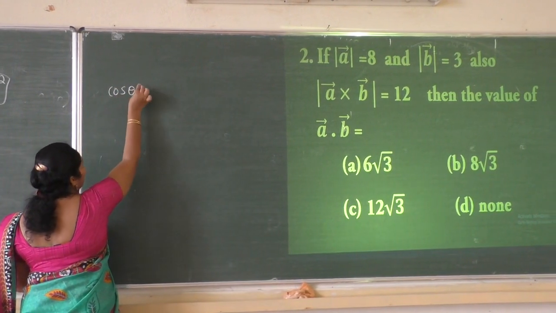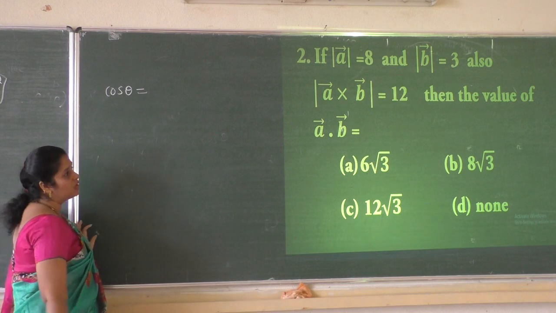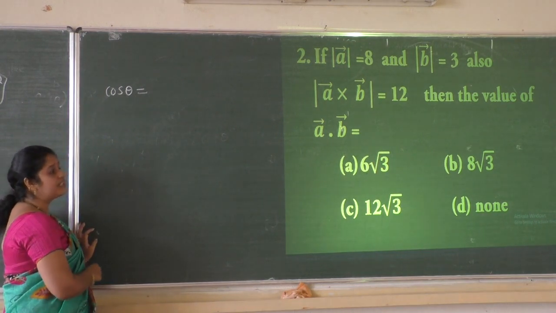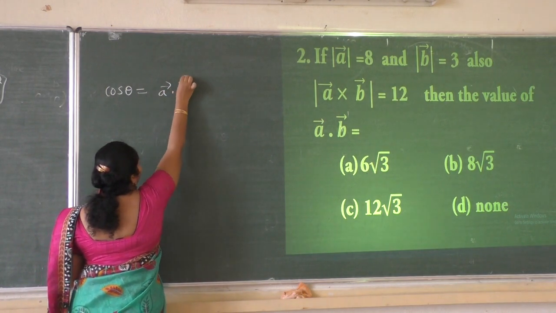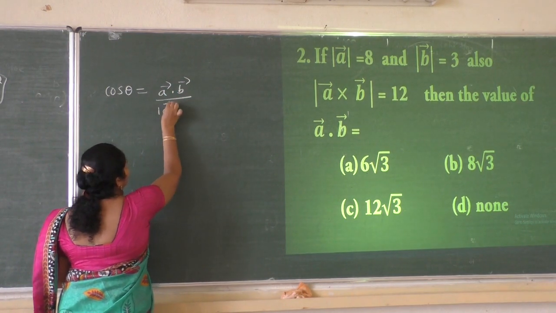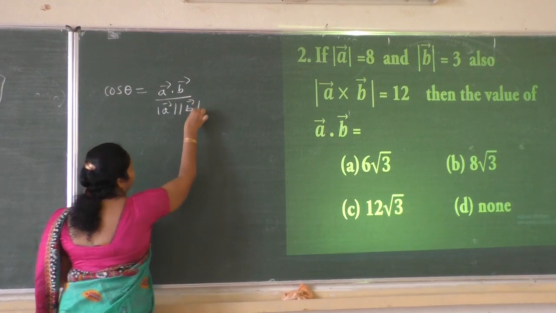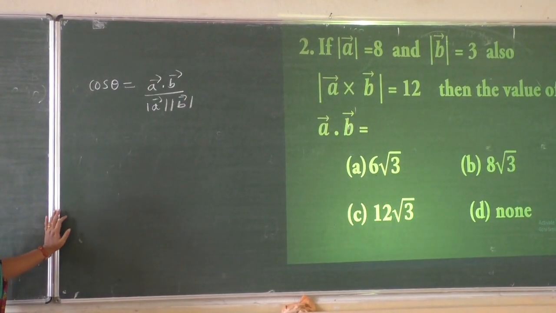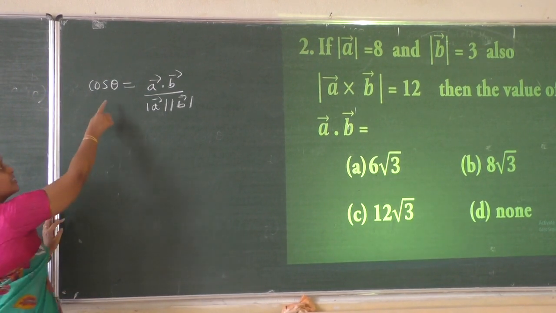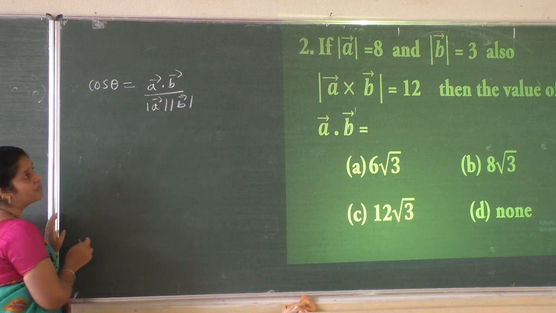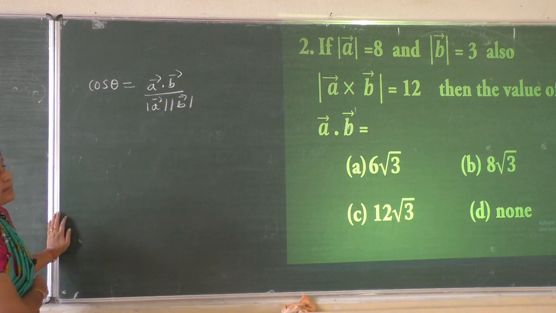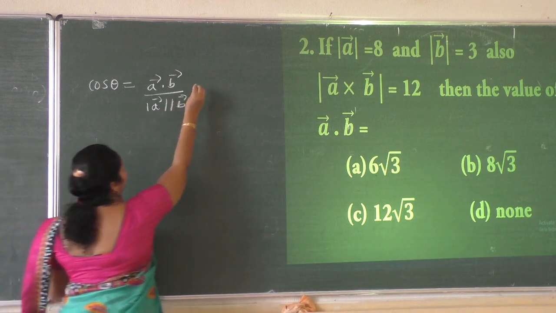If I use this formula, cos theta is equal to, where theta is the angle between two vectors, so I am writing this formula: cos theta equals vector A dot vector B by magnitude of vector A, magnitude of vector B. Theta is unknown and I need to find it, but the denominator I know. So what is the magnitude of vector A and magnitude of vector B? That is 8 into 3, 24.